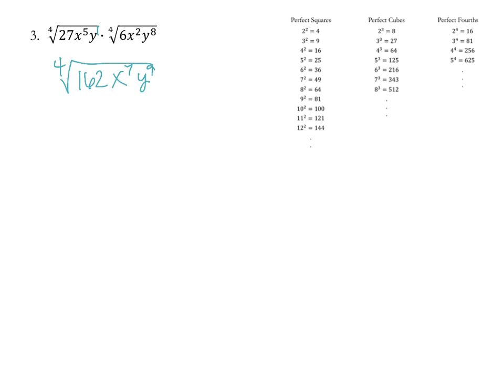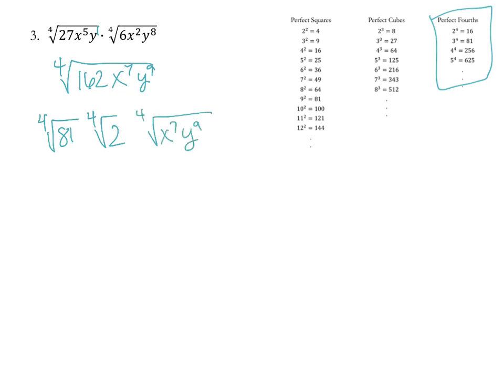And then we need to go through our perfect fourth numbers over here to find one that goes in. I don't even know off the top of my head, so I'm going to start by dividing by 16. So 16 didn't work. Then I divided by 81, and 81 does work, so 81 is the one we want to use. It splits into 81 and 2. And then we're going to write our variables out here. And then take a second, see if you guys can simplify this one down.